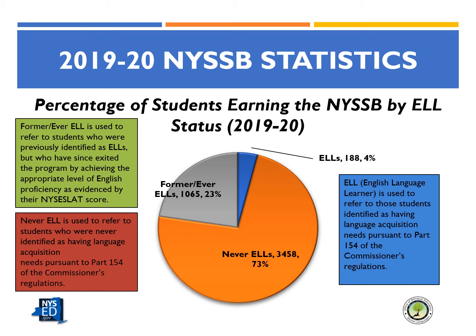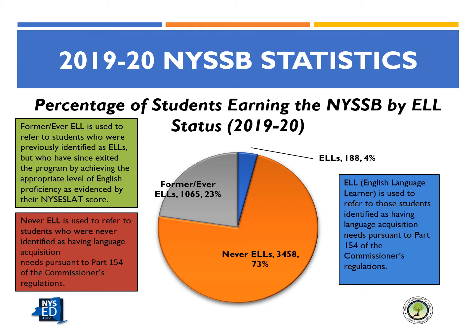The term English Language Learner, or ELL, is used to refer to those students identified as having language acquisition needs pursuant to Part 154 of the Commissioner's Regulations. The term Former or Ever ELL is used to refer to students who were previously identified as ELLs, but who have since exited ELL status by achieving the appropriate level of English proficiency as evidenced by their NYSESLAT score. The term Never ELL is used to refer to students who were never identified as having language acquisition needs pursuant to Part 154 of the Commissioner's Regulations.